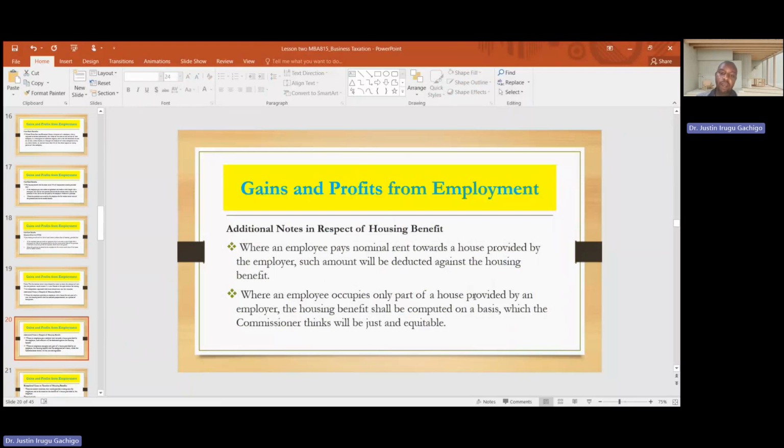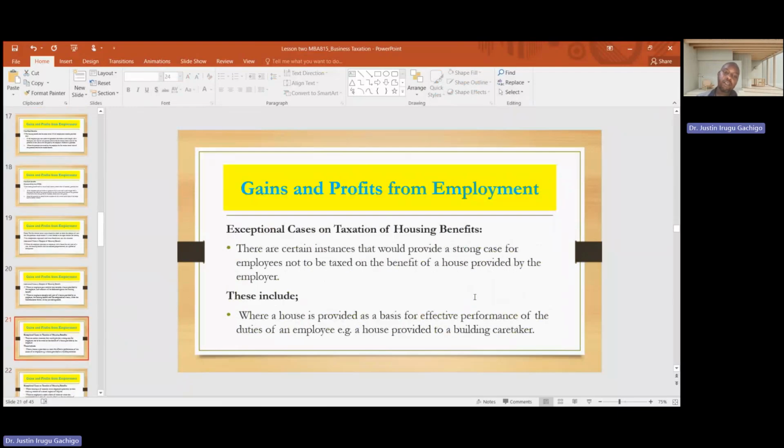Where an employee occupies only part of the house provided by an employer, the housing benefit shall be computed on the basis which the commissioner thinks reasonable. So if you are given a house but you don't occupy the whole house, again, this is the commissioner who may come up with an equation, although this one is a gray area.